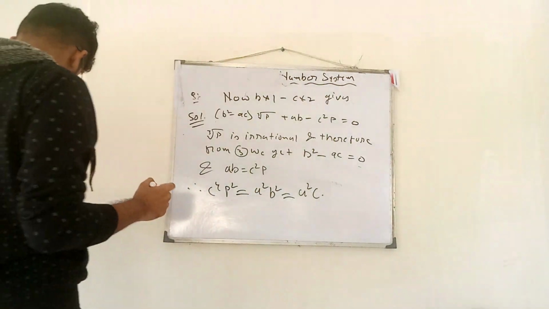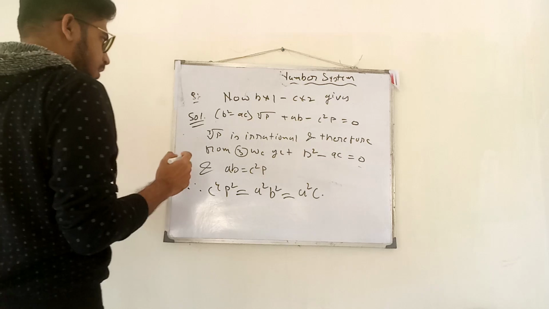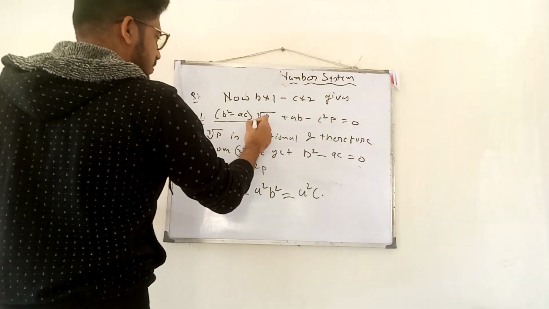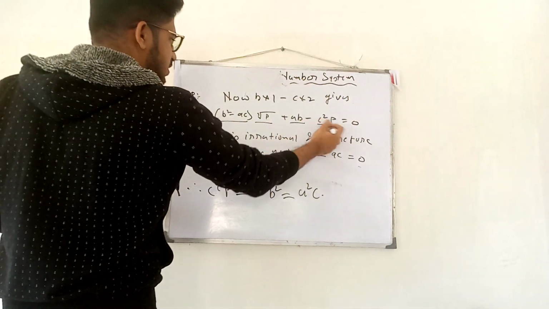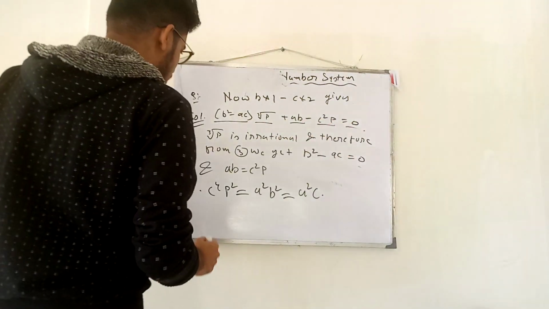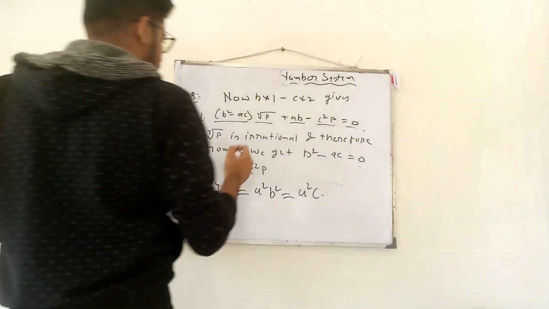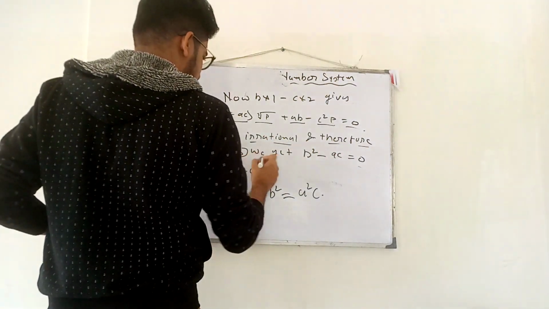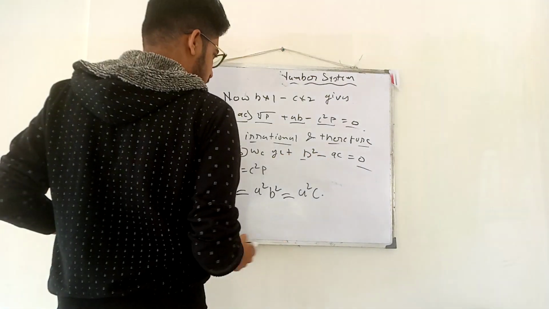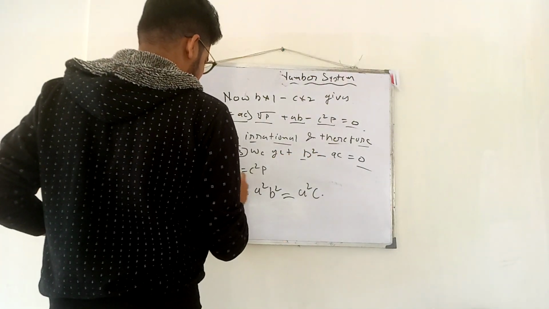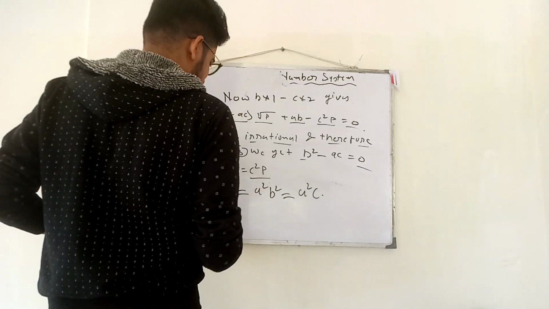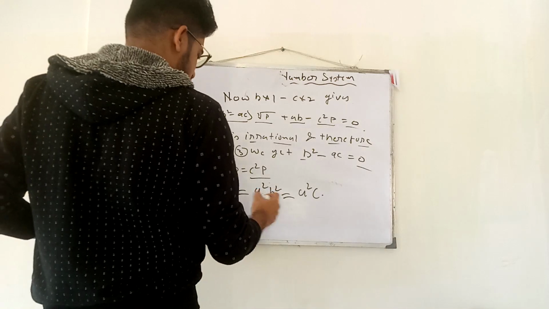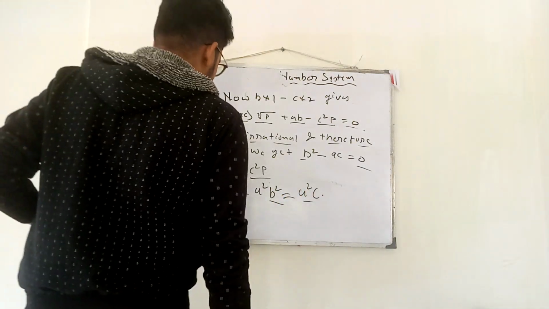If C is not equal to zero, they're saying B square minus AC into cube root of P plus AB minus C square P is equal to 0. If cube root of P is irrational, and therefore from 3 we get B square minus AC is equal to 0 and AB is equal to C square P. C to the power 4 P square is equal to A square B square is equal to A square into C.